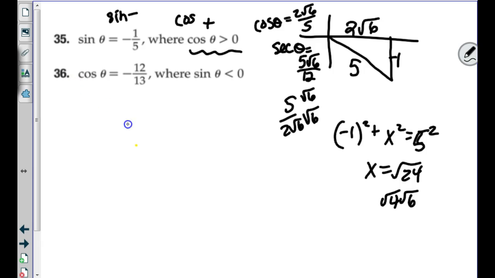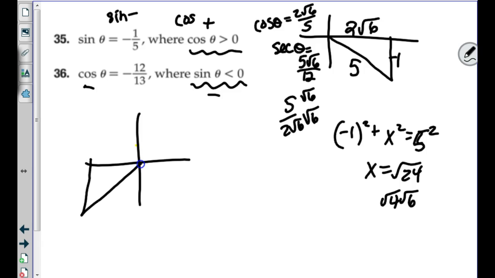All right. Want me to set up 36 still? What is this saying? Cosine is, right there it says negative, right? And this means this is less than 0, so the sine is also negative. So what quadrant are we in? And cosine is x over r. So this is negative 12 and 13.